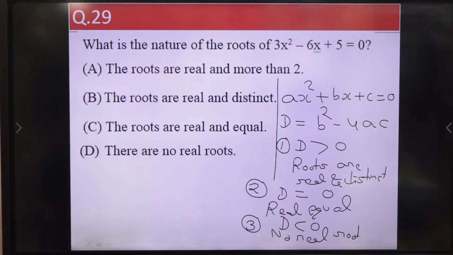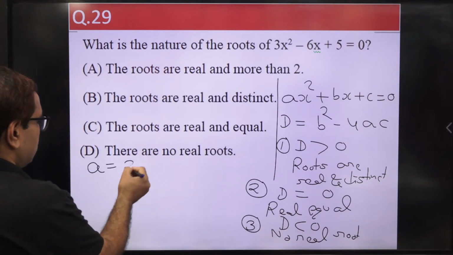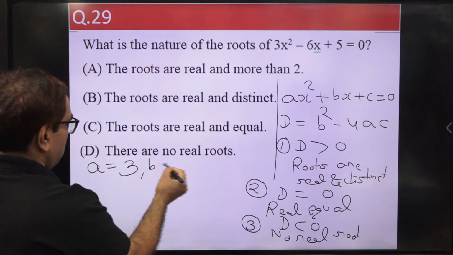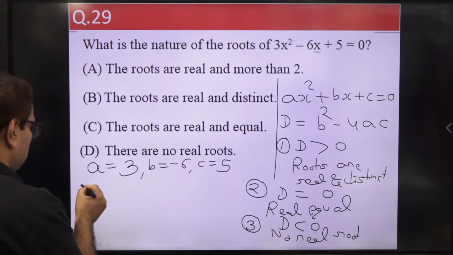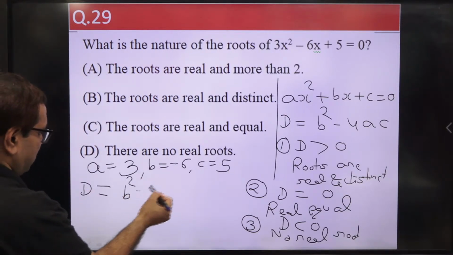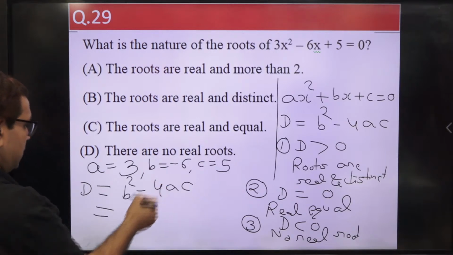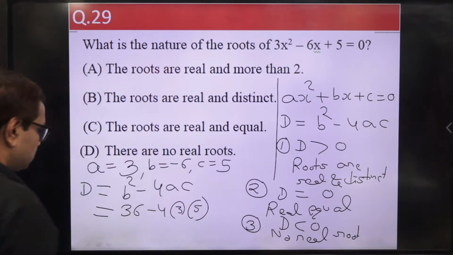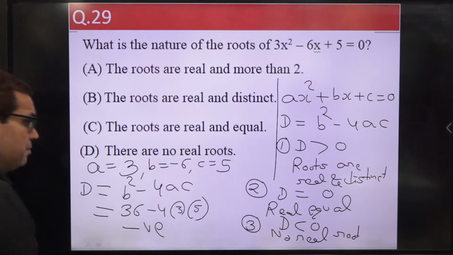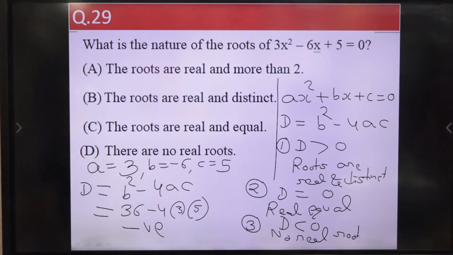So in this question, what is a equal to? It is 3. Coefficient of x square is 3. And b is equal to minus 6. And c is equal to 5. So discriminant d is equal to b square minus 4ac. So it is equal to 36 minus 4 into 3 into 5. So it is negative. So d is negative. So it means there is no real root. So D is the right answer. So nature of roots is important for your exam. Now let us move to the next concept.